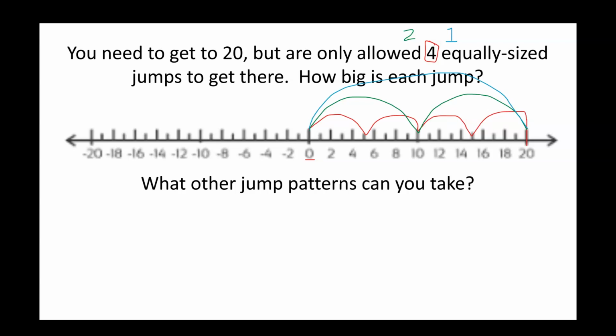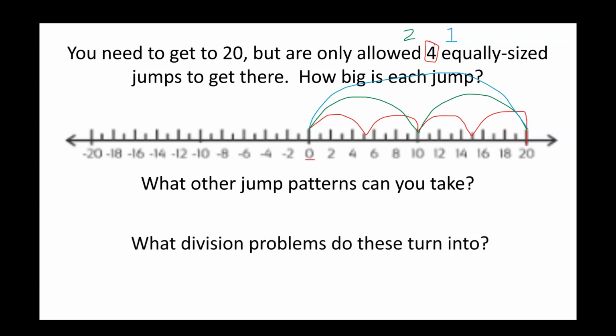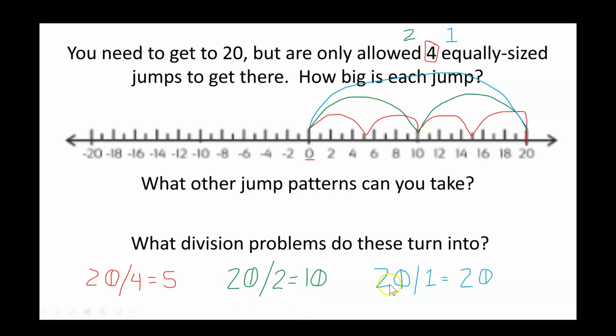What do these look like as division problems? The first one, in red, we needed to get to 20 using 4 jumps. That means that each jump is 5 steps long. In green, we were allowed 2 jumps to cover the distance between 0 and 20, and that meant that each jump had to be 10 steps long. And finally, in blue, if we have to get to 20 and we can only take 1 jump to get there, that jump has to cover all 20 steps.